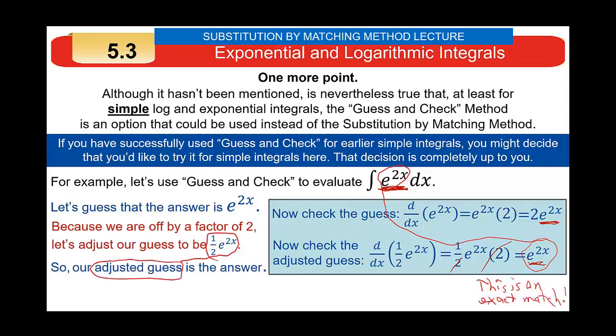Since it was an exact match, our adjusted guess, which was 1/2 e to the 2x, is the answer. So the integral of e to the 2x dx is 1/2 e to the 2x plus c. That's how you do it by guess and check. I'm not advocating that you do it that way. I'm just saying if you feel comfortable doing it, it is an option. Otherwise, you just go back to your substitution by matching method.